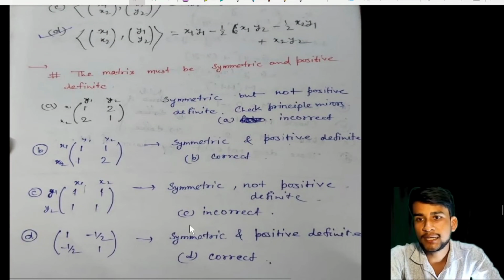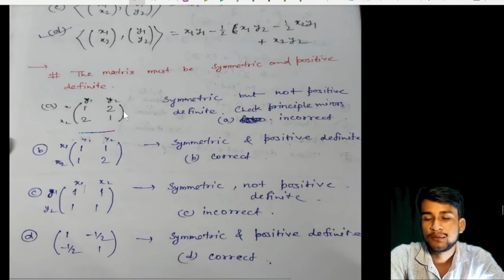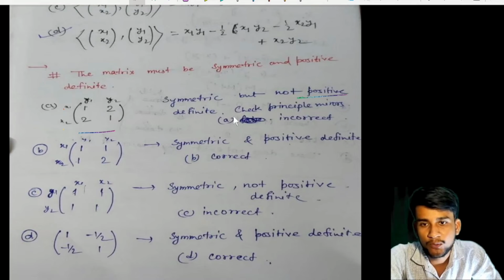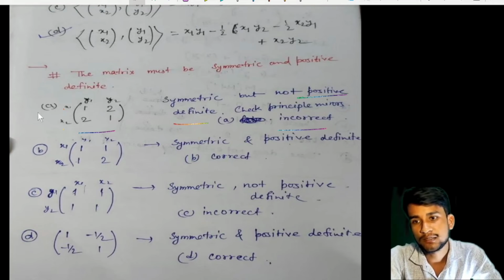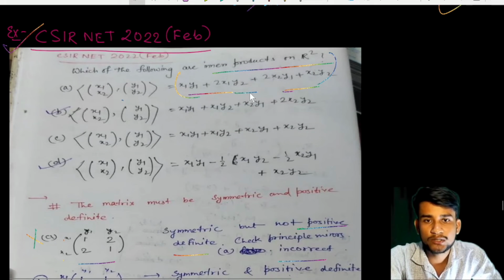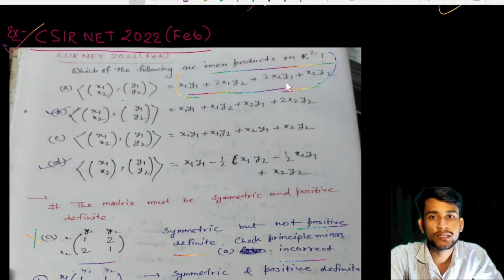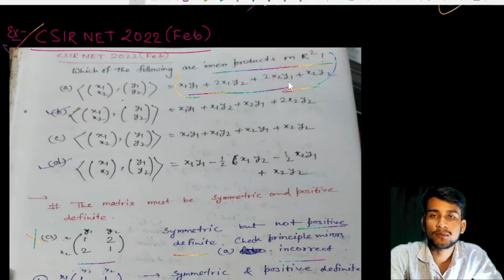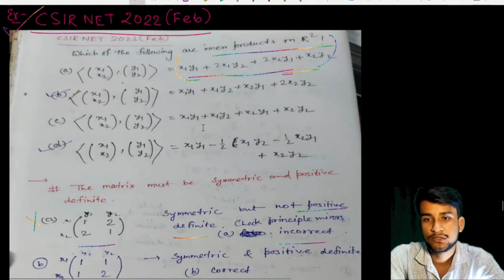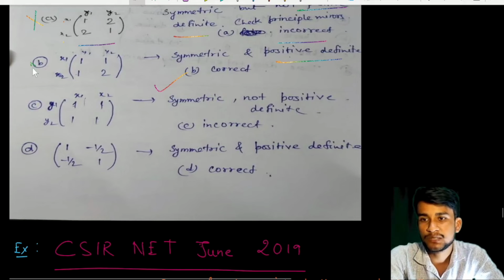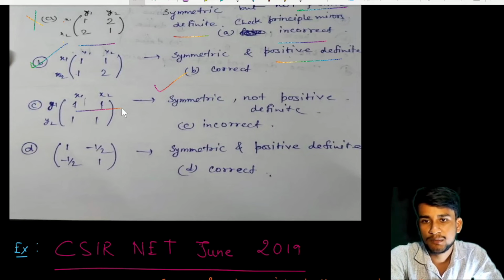So we just write the matrix corresponding to the given inner product. For x1 x2 y1 y2, this matrix is symmetric but not positive definite, therefore this is incorrect. We just write the matrix and check whether it is symmetric and positive definite or not. If one of these fails, then we say that this is not an inner product. So we check each of those inner products. This one is symmetric and positive definite, so B is a correct option.